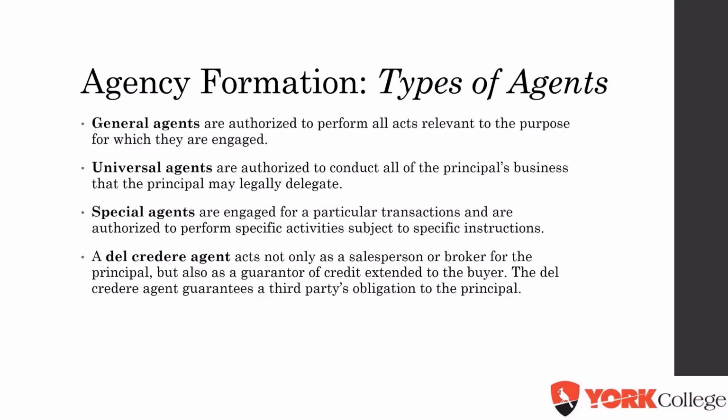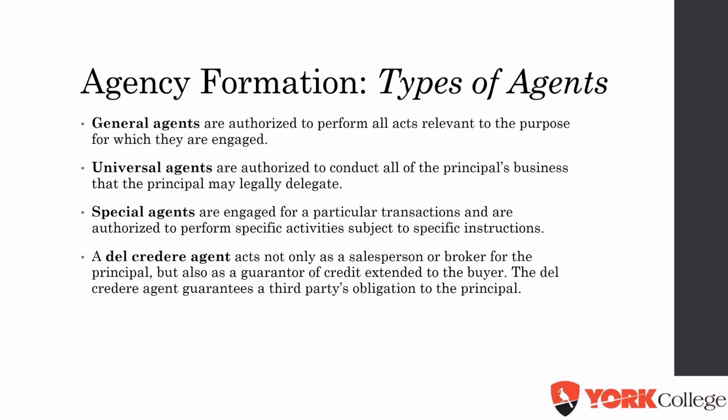So what are the different types of agents? There are general agents who are authorized to perform all acts relevant to the purpose for which they're engaged. There's a universal agent, who is authorized to conduct all of the principal's business that the principal may legally delegate.